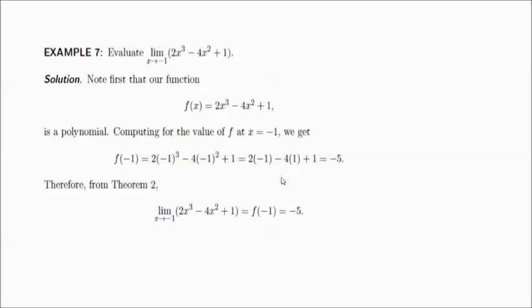How did it become negative 5? Substitute: negative 1 cubed, negative 1 squared, plus 1. Negative 1 cubed is negative 1, times 2 gives negative 2, and negative 1 squared is 1. Then plus 1. Negative 2 minus 4 is negative 6, plus 1 is negative 5. Yes, just substitute. So it is equal; for a polynomial, you can substitute.